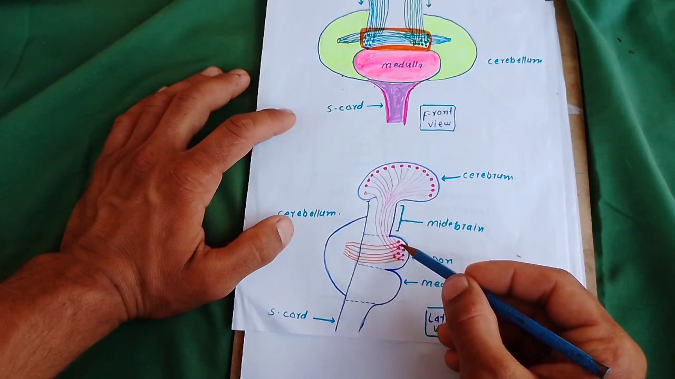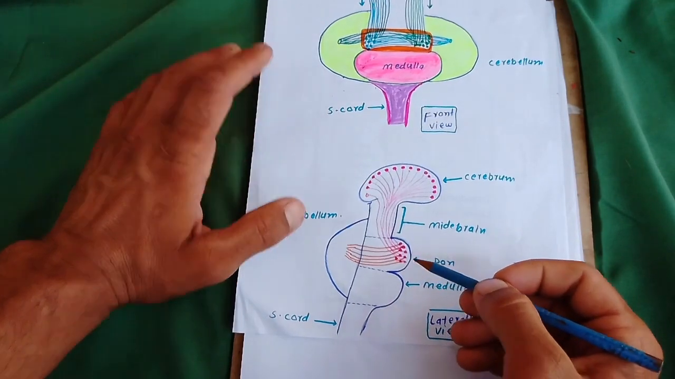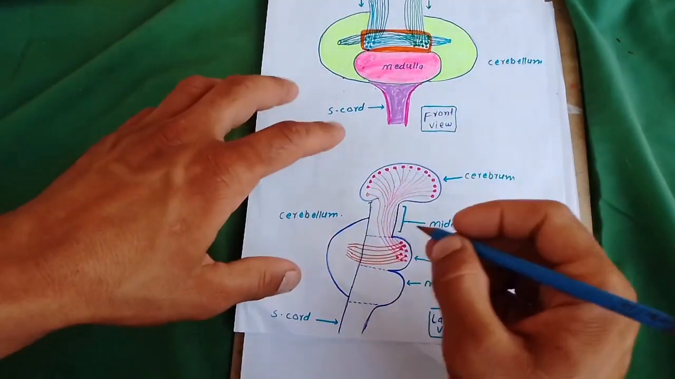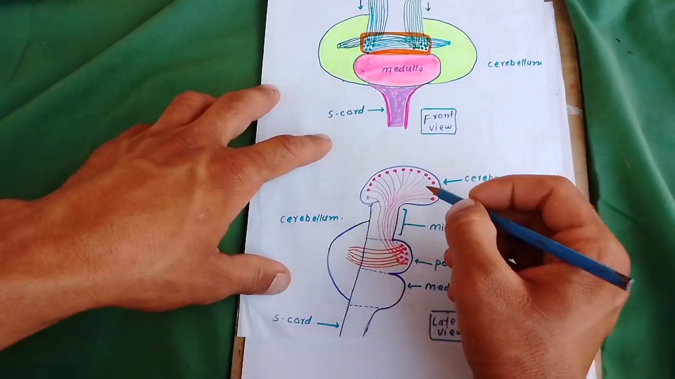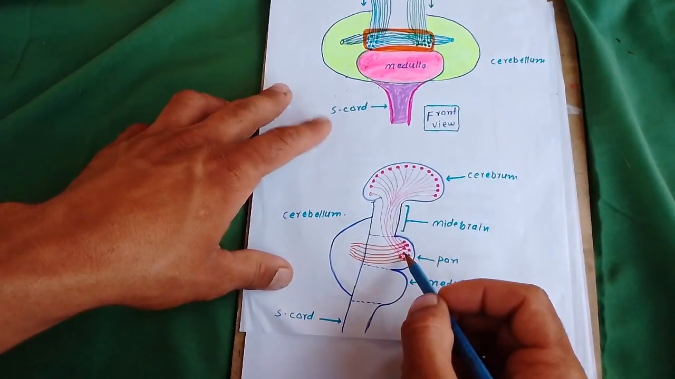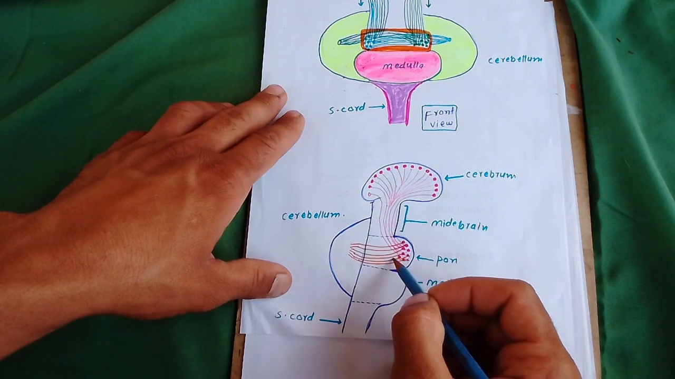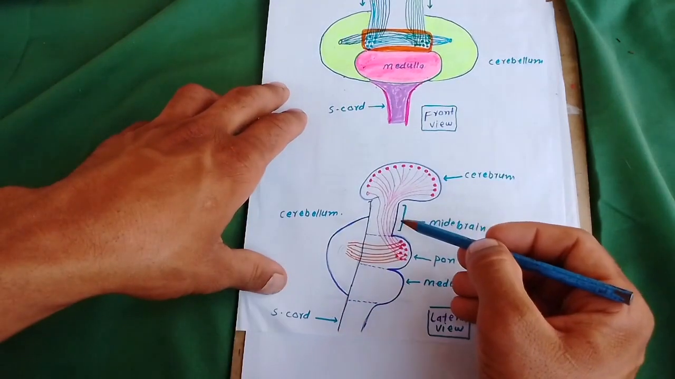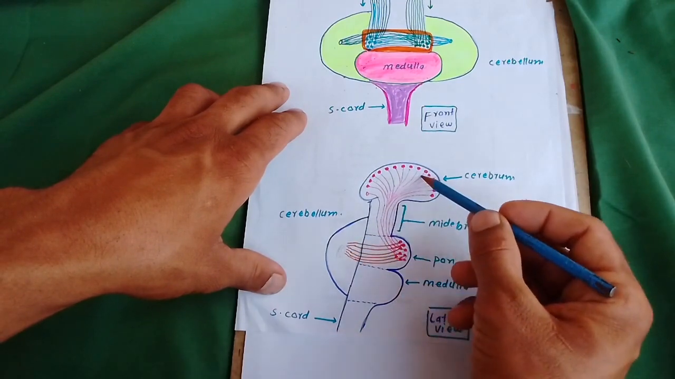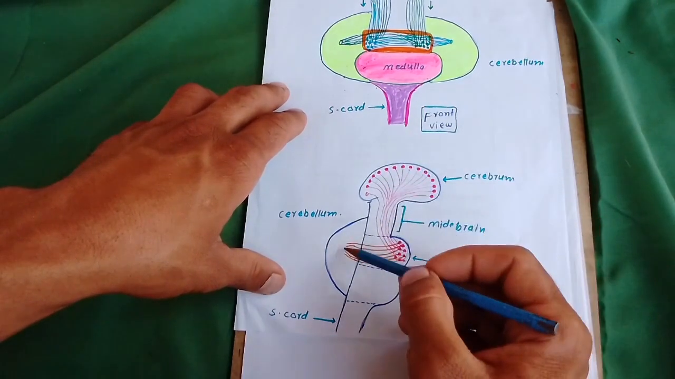This is the nuclei, and the pons is the same. What is a nucleus? A nucleus is a collection of cell bodies in the CNS. This is the nucleus, and this is the nerve fiber. The nerve fiber goes near the pons, and from the pons this fiber goes to the cerebellum. So it combines the cerebrum with the cerebellum.